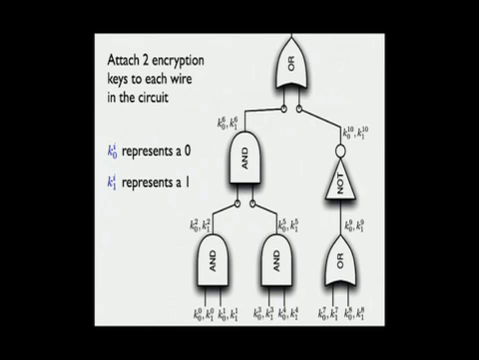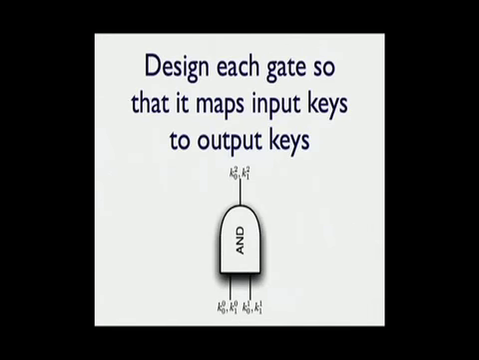Okay. And this key is going to have the following semantics. If I know this key, I'm not going to know whether the key represents a 0 or a 1, but the key is going to allow me to evaluate that wire as if it was a 0. I'm jumping ahead though. The first step is for every wire in this circuit, create two random keys, K_i0 and K_i1, representing a 0 and a 1. And now the task is we want to design each gate so that it maps the input key to the corresponding output key.